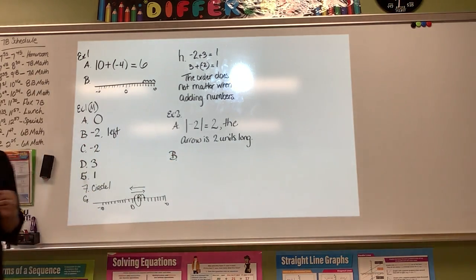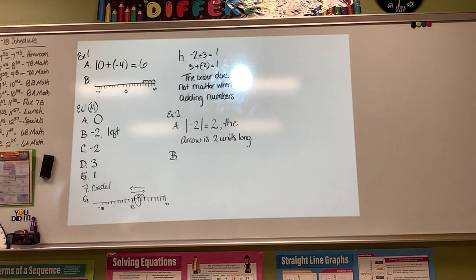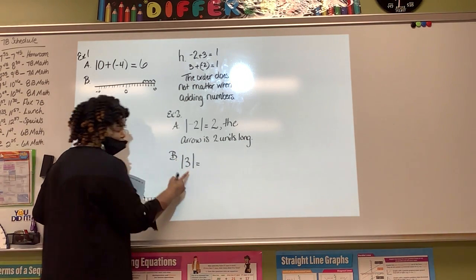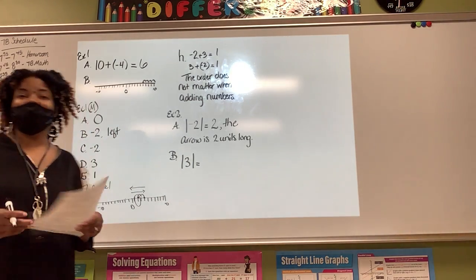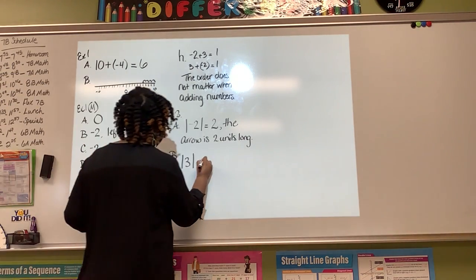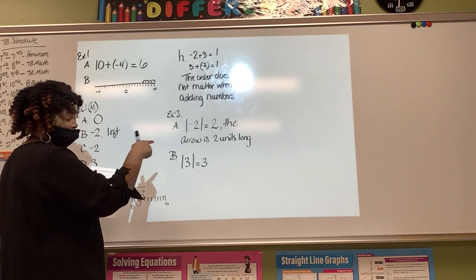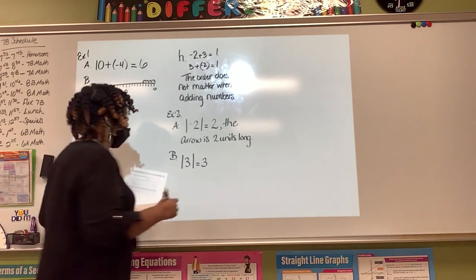Let's look at B. How does the absolute value determine the arrow length for 3? Use the number line to help you. So now we have the absolute value of 3. Anytime we say absolute value, we have to put those lines. Okay? So what is the absolute value of 3? 3. Therefore what? The arrow is 3 units long.